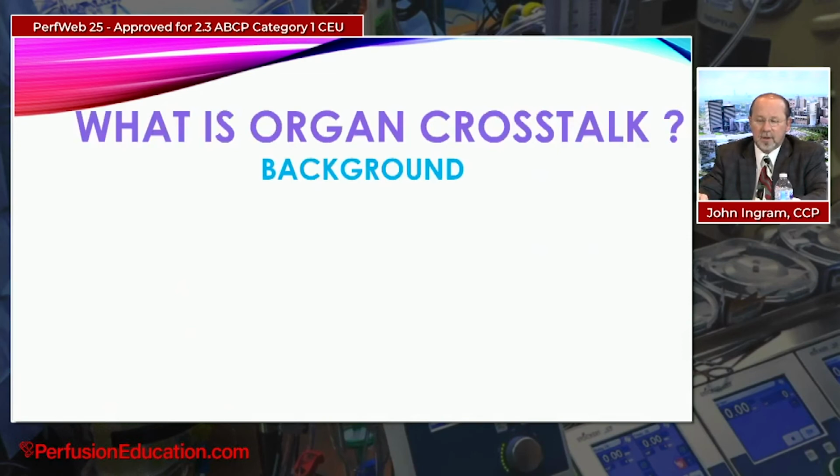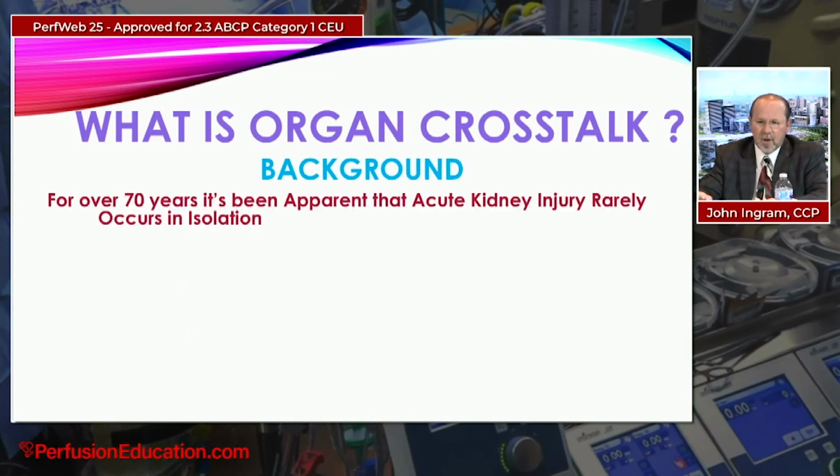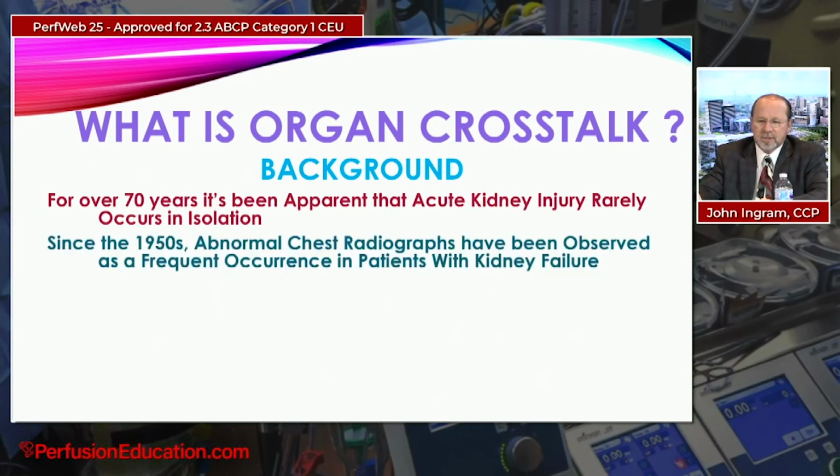organ crosstalk. And the background of it is that if you go back over 70 years, it became apparent that acute kidney injury rarely occurred in isolation. And since the 1950s, they noticed that abnormal chest x-rays were observed as a frequent occurrence whenever somebody had kidney failure. It seemed they also had abnormal pulmonary conditions as well.